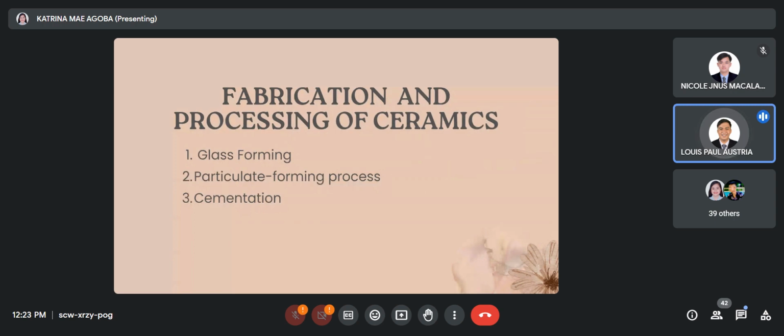Next naman po ay ang fabrication and processing of ceramics. So, sa fabrication and processing of ceramics, may tatlo tayong ceramic fabrication techniques. Una ay ang glass forming process, sunod ay particulate forming process, at sunod ay cementation. Ang ating tatalakayin ay yung una na glass forming process.